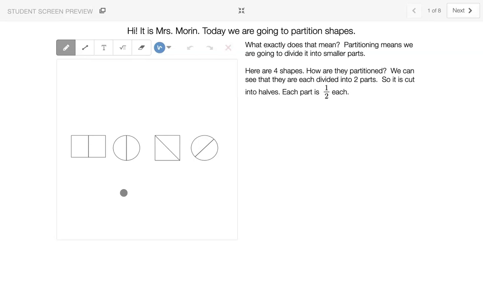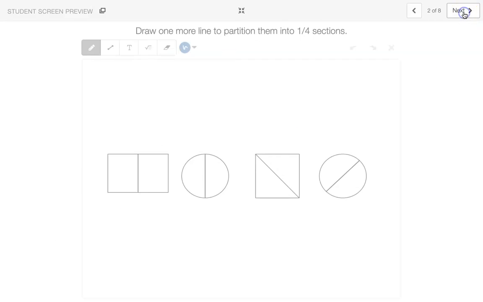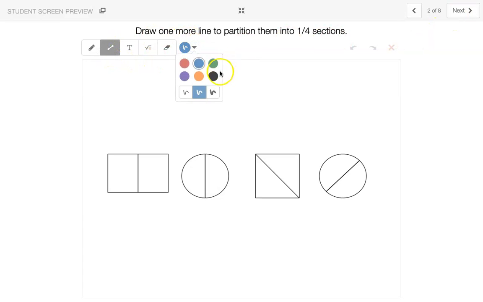So I want you to go get paper and pencil, and I want you to be drawing some of these shapes and partitioning them with me. So here are the shapes, and you should draw them. And I want you to draw one more line to partition them into quarter sections. Okay, so let's do that.